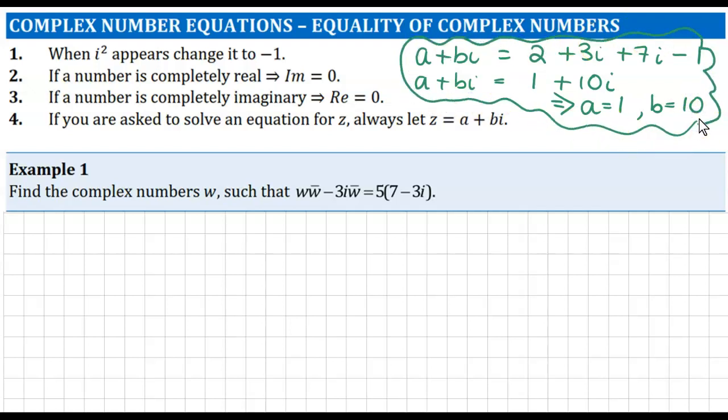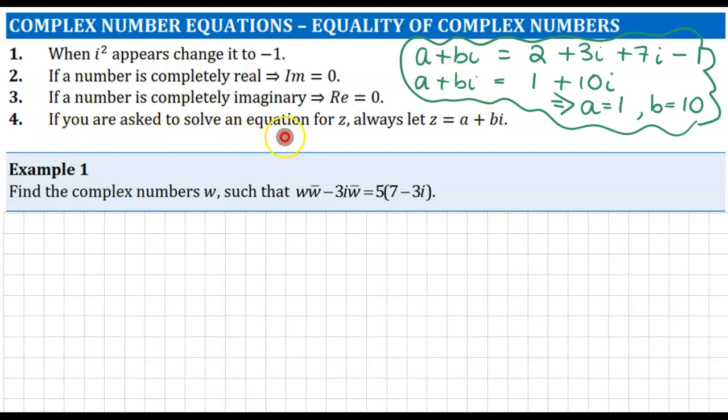So just to keep in mind the usual things we need to know. The first thing here is when i squared appears, we're going to change it to minus 1. If a number is completely real, that means the imaginary part, i.e. the i part here, is 0. If the number is completely imaginary, the real part here is 0, so it'll only have a bi part.